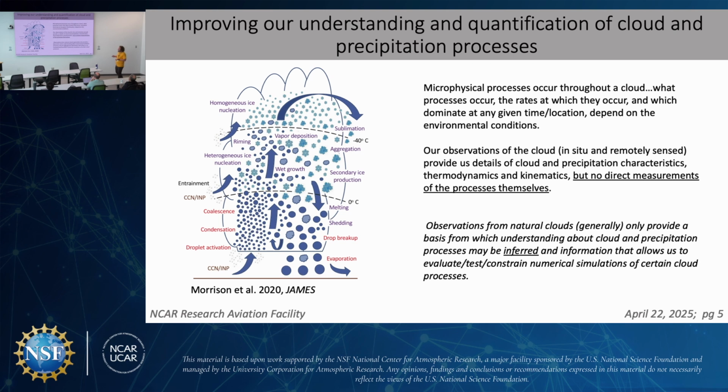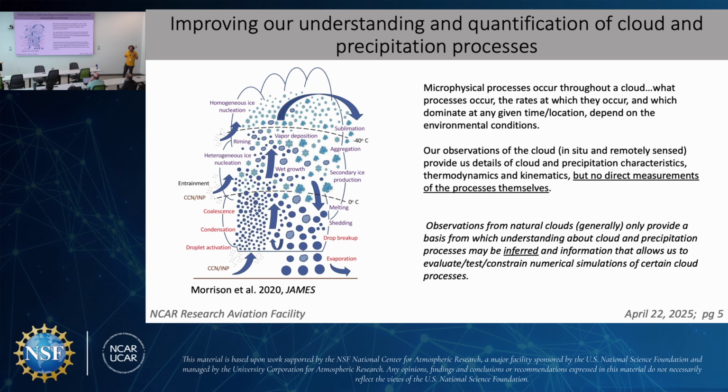So when we think about a cloud, we have all different types of processes occurring throughout the entire depth of the cloud, and where and when a process occurs is going to really depend on the environmental conditions at that particular location. And as environmental conditions change throughout the cloud, the processes change, and one process may dominate at one time, and another process may dominate 5 or 10 minutes later as the environmental conditions change.